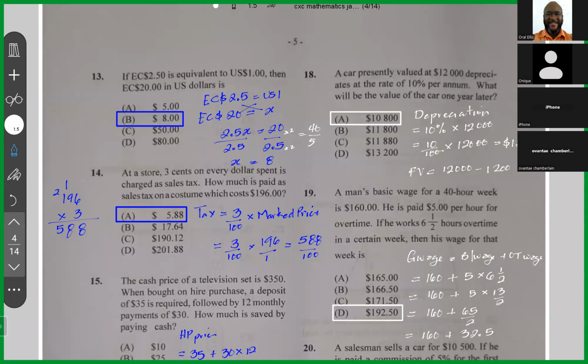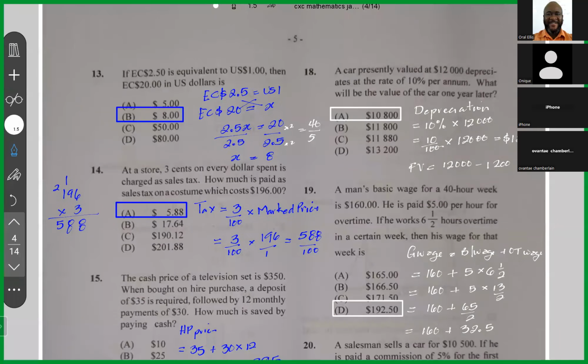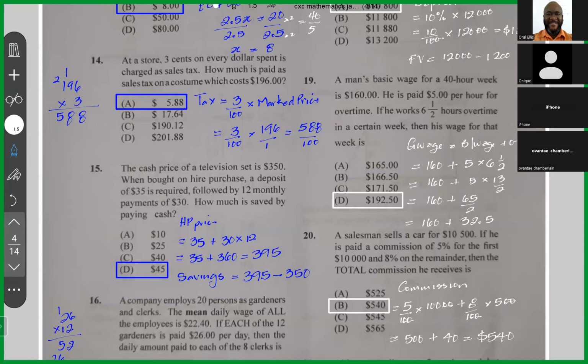All right, question number 14. Many persons got that wrong. It says, at a store, 3 cents on every dollar is charged as sales tax. Now, 3 cents out of every dollar is the equivalent of saying 3%. So all that this is saying is that the tax is 3%. Now, hear this now.